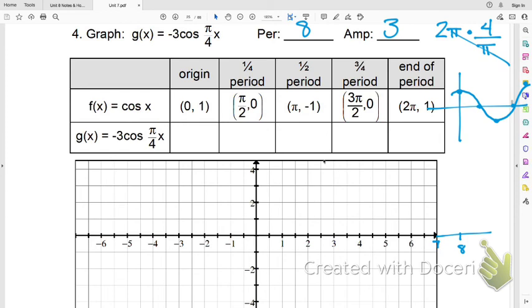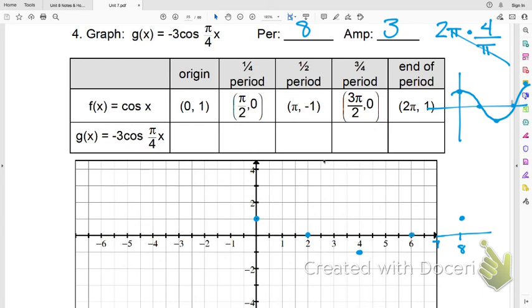So if I want it to go 0 to 8, that means it's going to be a maximum at 0, and it's also going to be another maximum at 8. Halfway between those maximums is going to be my what? Minimum, which will be at what number then? What's halfway between 0 and 8? 4. Halfway between 0 and 4 will be my 0. Halfway between 4 and 8 will be another 0.